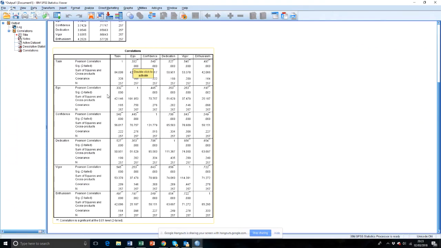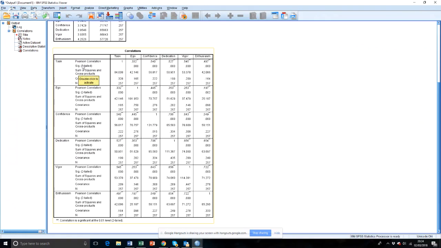Well, the sum of squares is, as we talked about in the lecture, the overall or aggregate variance of a variable. So sum of squares, the sum of the squared differences. You see here that across the diagonal is where you'll find the sum of squares. So the sum of squares for the task variable is 84. That's the amount of variance in task orientation.